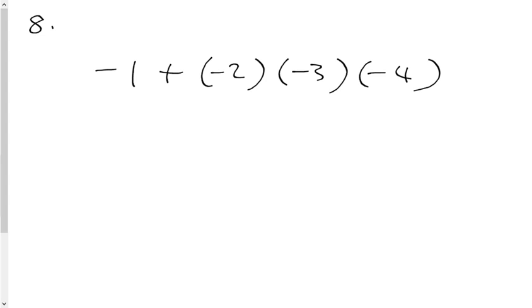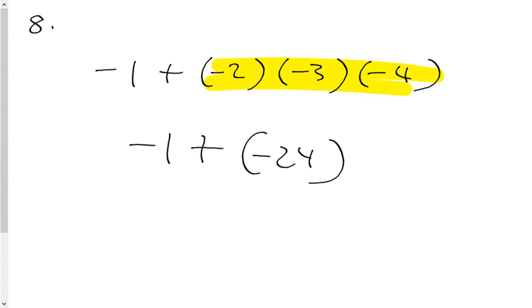Question 8, we have -1 plus the product of -2, -3, and -4. So I'm going to first multiply those three integers together according to BEDMAS. I'm going to bring down this because I know that's the first thing I should write. -2 times -3 is +6, and +6 times -4 is -24. Now we have the sum of -1 and -24, which is -25.